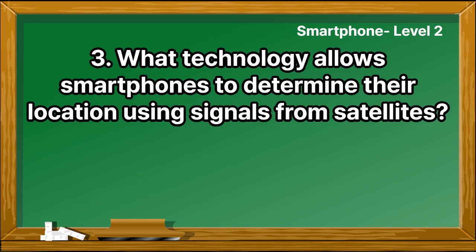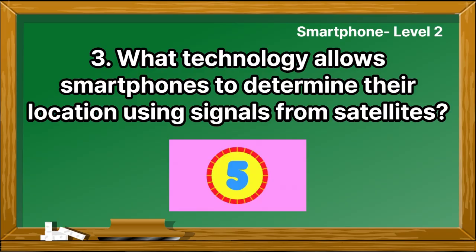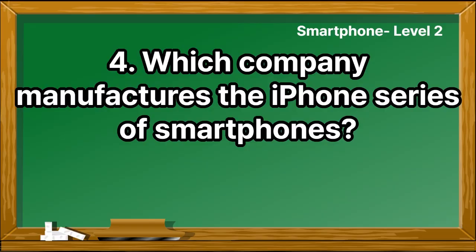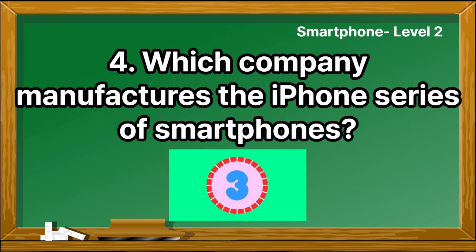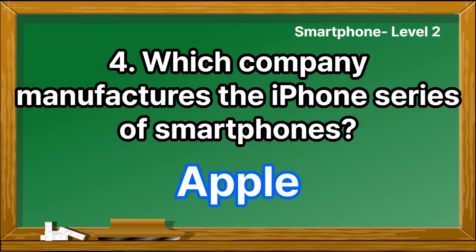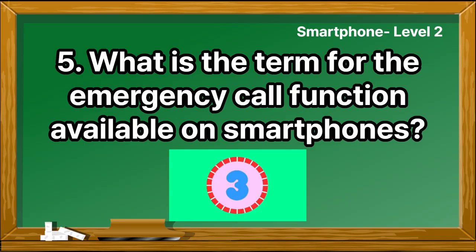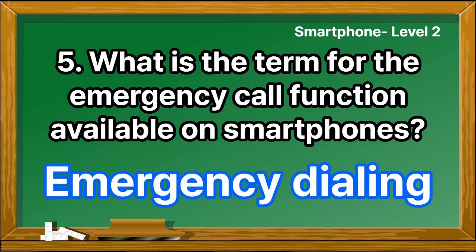What technology allows smartphones to determine their location using signals from satellites? GPS. Which company manufactures the iPhone series of smartphones? Apple. What is the term for the emergency call function available on smartphones? Emergency dialing.